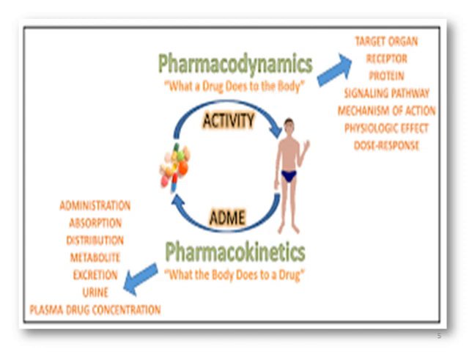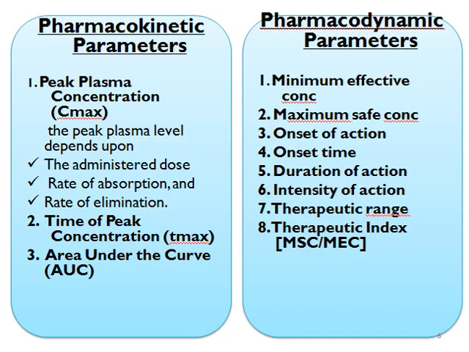So you can say that the parameters which are obtained from the plasma level curve can be divided into two types. First, pharmacokinetic parameters, which include Cmax, Tmax and area under the curve. Cmax is an important parameter which depends upon three different factors. The first one is the administered dose, the second is the rate of absorption, and the third is the rate of elimination. If you increase the administered dose, then the value of Cmax obtained will be higher, even though the Tmax will remain the same.